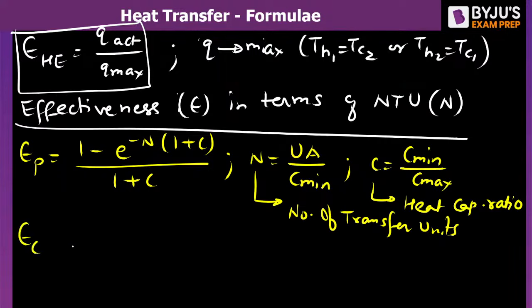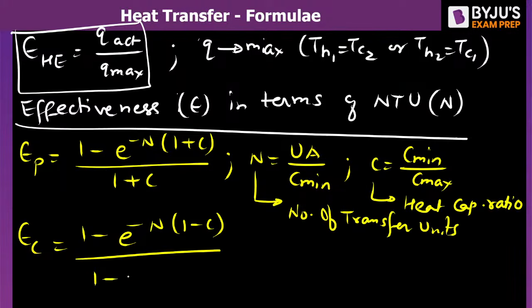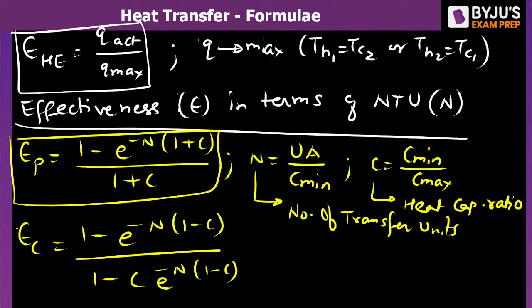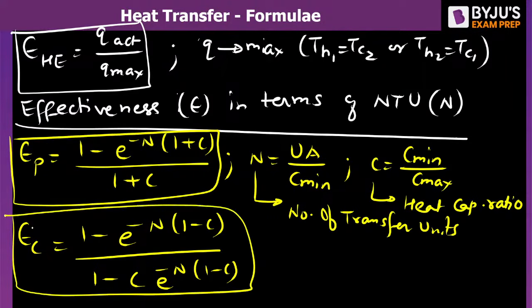And effectiveness for counterflow heat exchanger is given by 1 minus e to the power minus N(1 minus C) upon 1 minus C e to the power minus N(1 minus C). These are the formulas for parallel flow heat exchanger and counterflow heat exchanger. And for complex heat exchanger, effectiveness for complex heat exchanger is equal to effectiveness correction factor into effectiveness for counterflow heat exchanger.